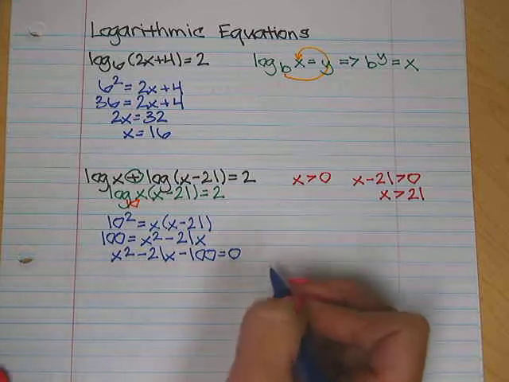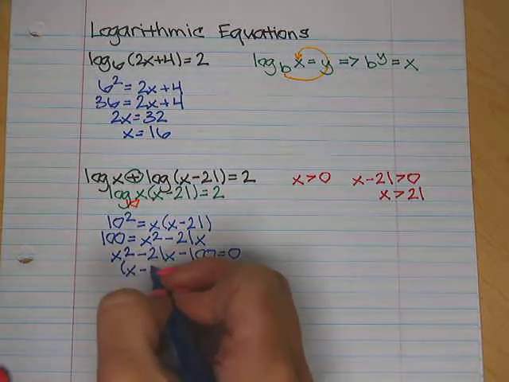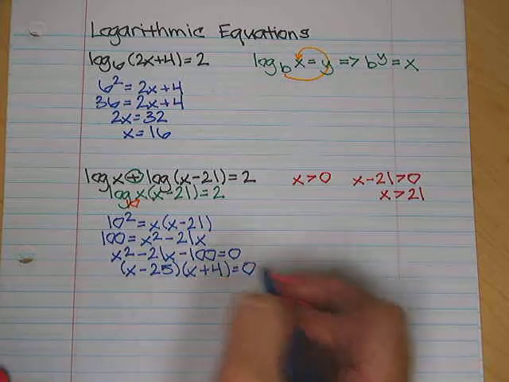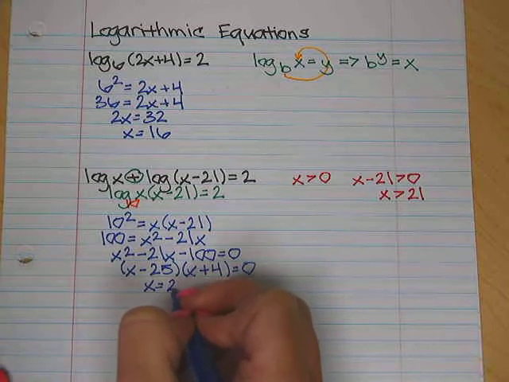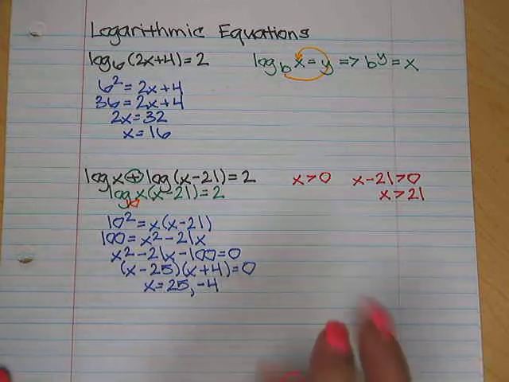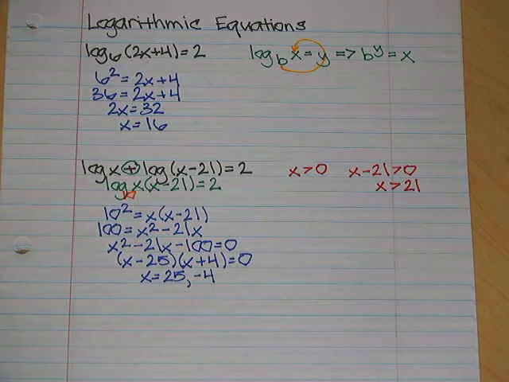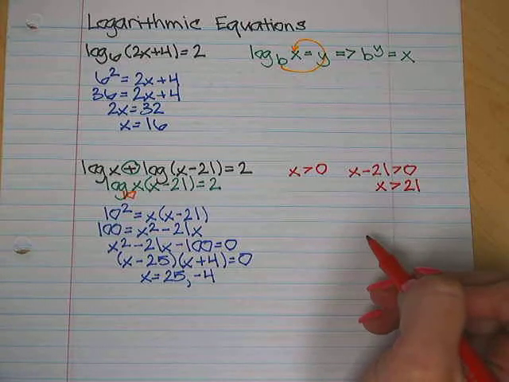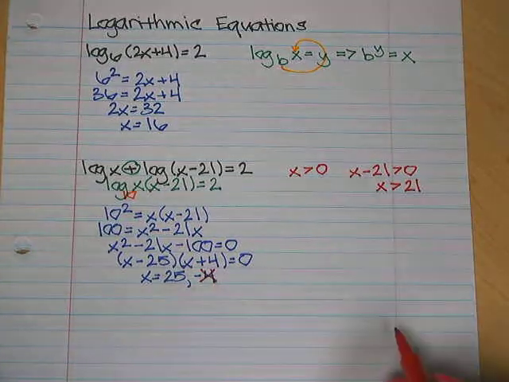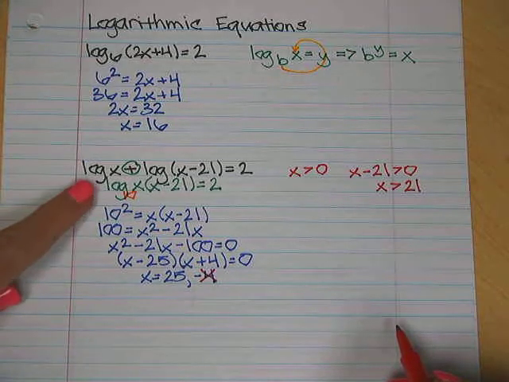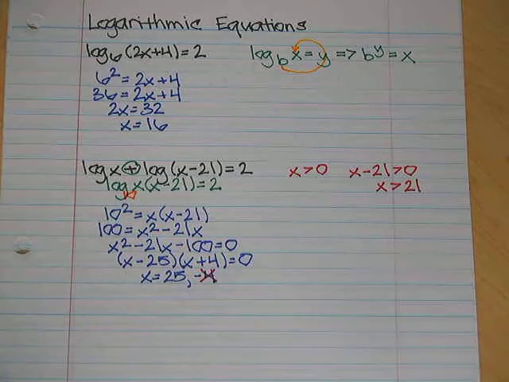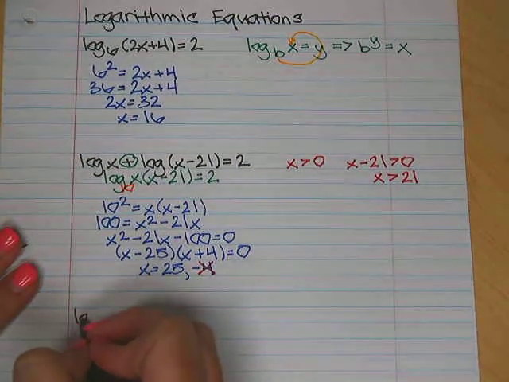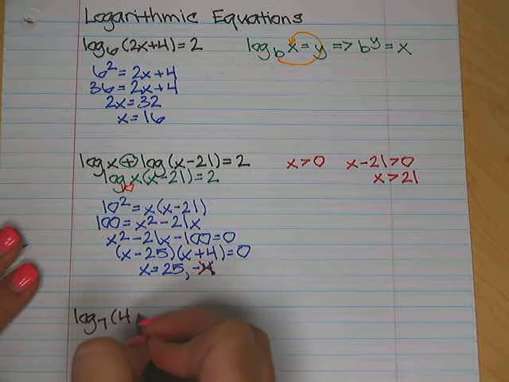So x squared minus 21x minus 100 is 0. We'll factor this. It factors to x minus 25 times x plus 4 is 0. So x is either a positive 25 or a negative 4. So I want to go back to my domain here. X has to be greater than 0 and greater than 21. So the 25 works, but the negative 4 does not. So my answer to this equation is x equals 25. Let's look at one more.